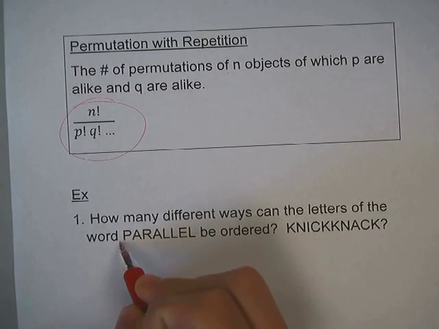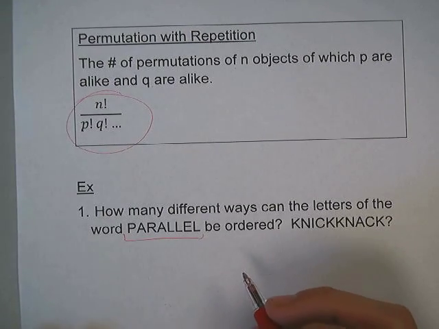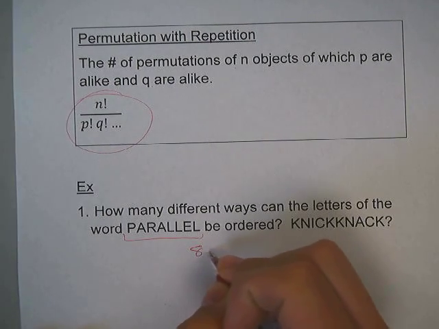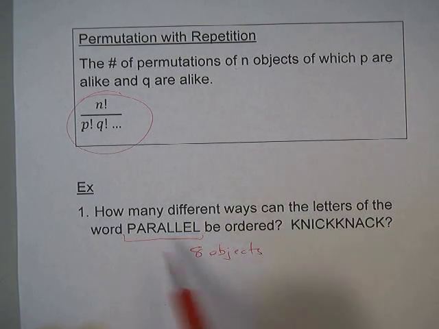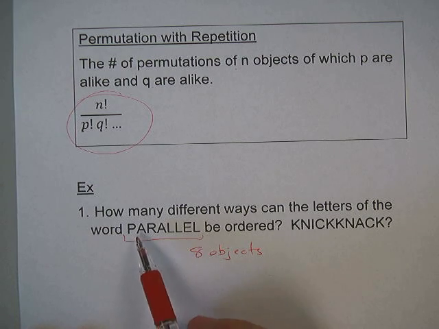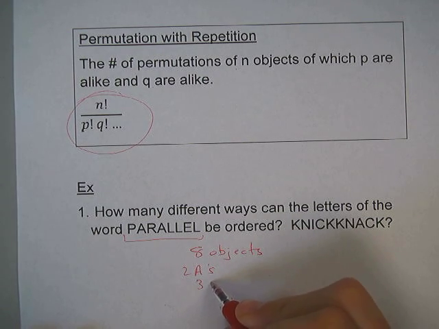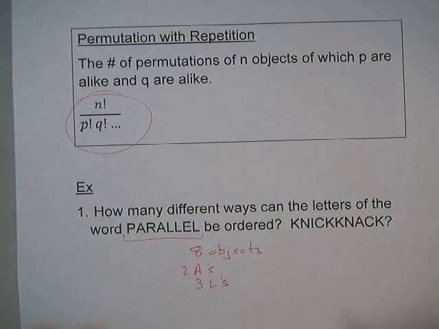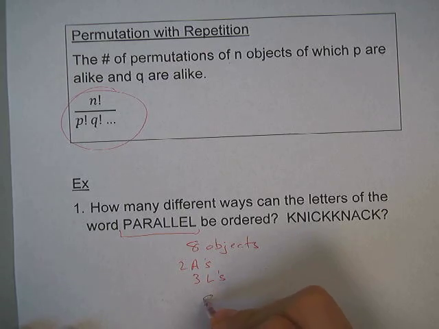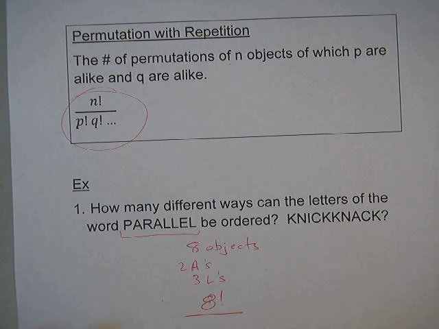So if I'm looking at our example here, it has n objects of which p and q are alike. So of the word parallel, we have 1, 2, 3, 4, 5, 6, 7, 8 letters. So we have 8 objects. Of that, how many of them are alike? Well, A, we have 2 A's, and then we have 3 L's. So how do I use this?